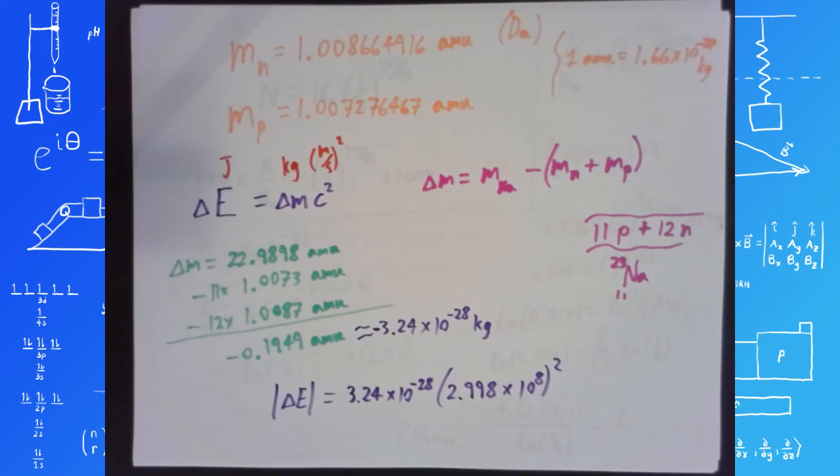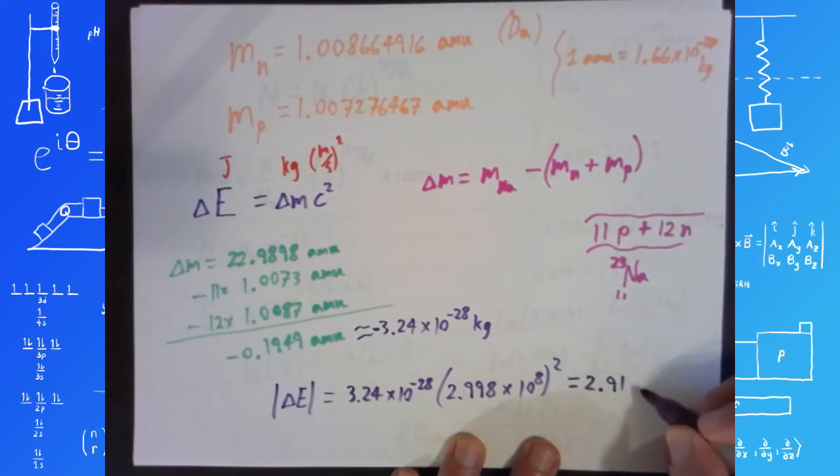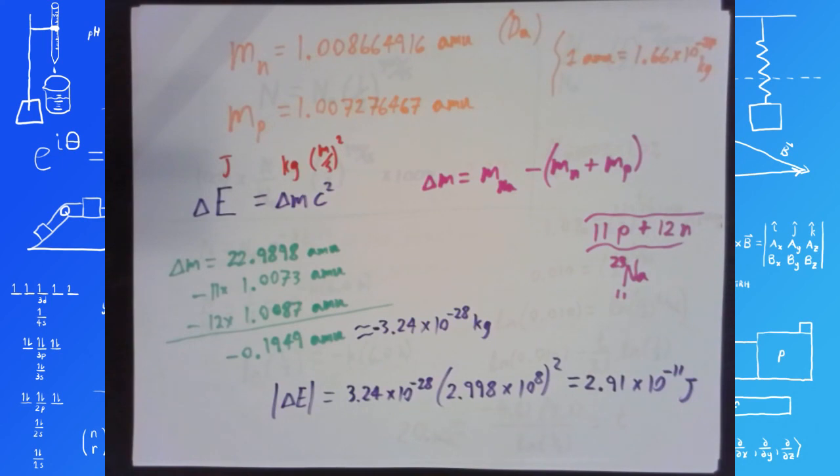Okay, so 3.24 times 10 to the negative 28 times 2.998 times 10 to the 8 squared is going to be, rounded to 3 sig figs, 2.91 times 10 to the negative 11 joules. Now, a more useful unit would probably be mega electron volts or giga electron volts, not typically mentioned in chemistry courses, but if you're doing physics, you might be asked to convert these in terms of millions or billions of electron volts.